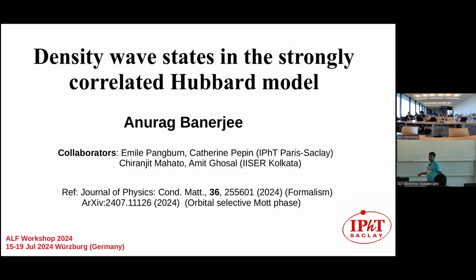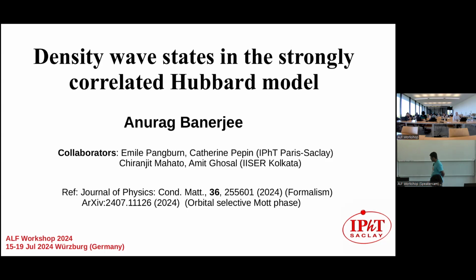From there, we did a real space calculation to get translation symmetry breaking, like charge density wave states, in the strongly correlated Hubbard model. These are the collaborators. I've worked with Emil and Catherine and Chiranjit and Amit from IISc Kolkata in India.